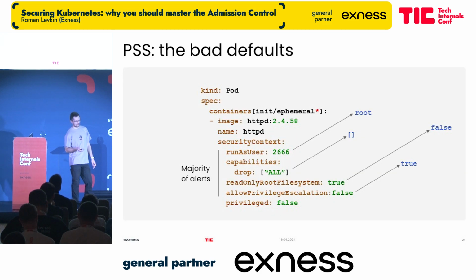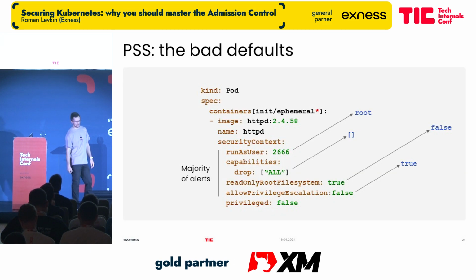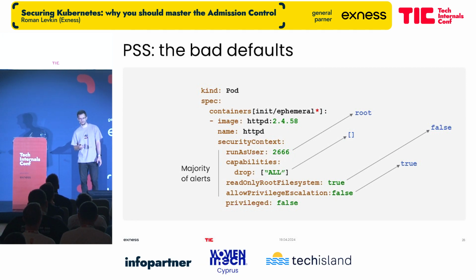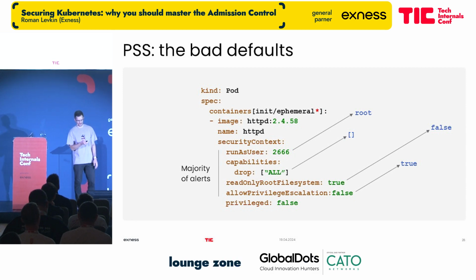The first finding, and it was quite expected, is that the majority of cases, the majority of alerts come from these 4 lines in a manifest. I call them the bad defaults, obviously because by default developers do not use them, and the default values of the settings are not something that the security team will be satisfied with. Running as root, dropping no capabilities.